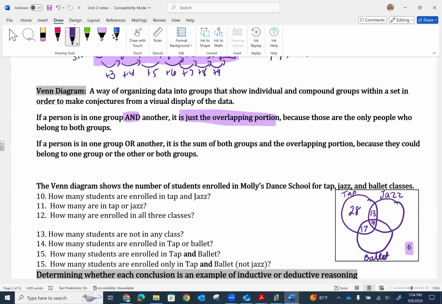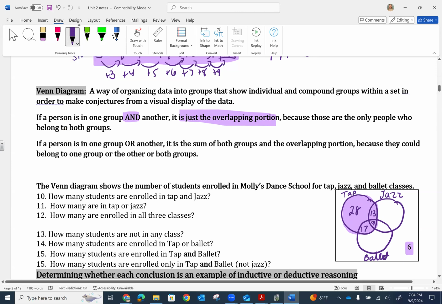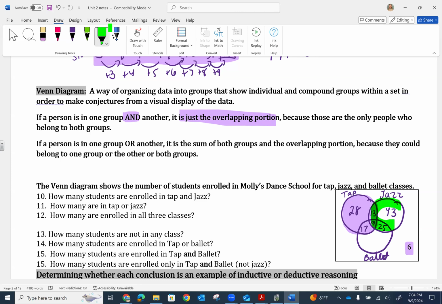Okay, so if we want to answer the question, how many kids are in tap total? You would add up all these kids right here. Okay, the total tap would be 28 plus 13 plus 9 plus 17. Okay, the total kids who are in jazz would be, let me add these numbers. This is 43. This is 25. Okay, so the kids who are in jazz would be anybody who's in the jazz circle.